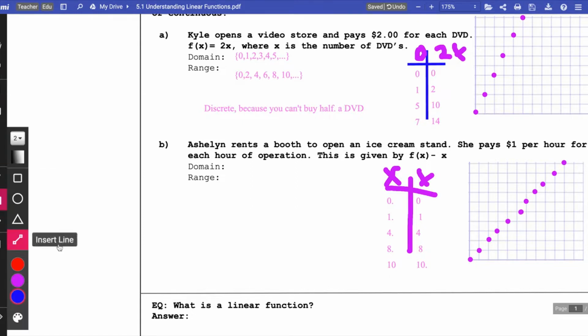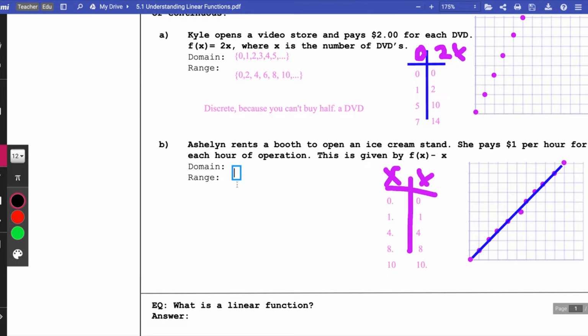And then we got to connect the dots. And there we go. Sorry, I kind of skipped a step, but the reason why we connect the dots is because it is possible to rent it for half an hour. Since it's possible to rent for half an hour, it is going to be continuous. So again, you just got to think about these problems as, can I break it up more? And if you can, it's going to be continuous. If you can't, it's discrete. So now we got to talk about the domain and range.